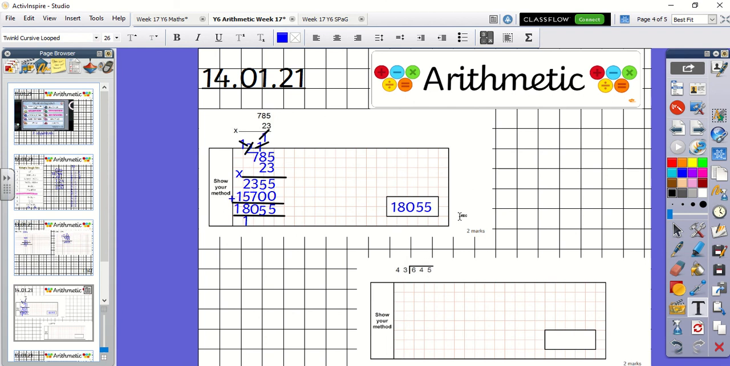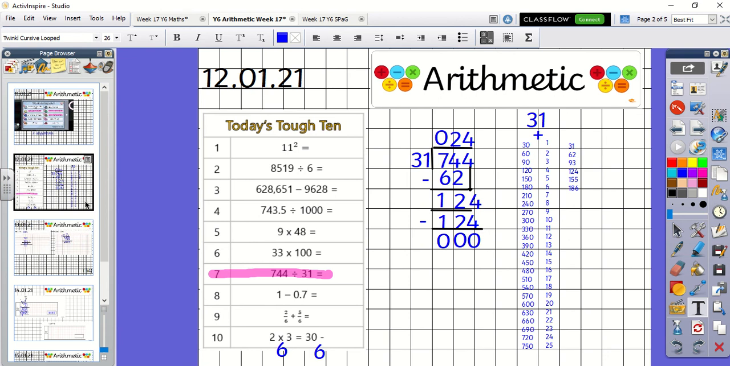Remember, you can't get a mark if your answer's not in the answer box. So go back and have a look at Tuesday's lesson for long division. Don't forget to partition that divisor first, and then use that to help you with your long division.